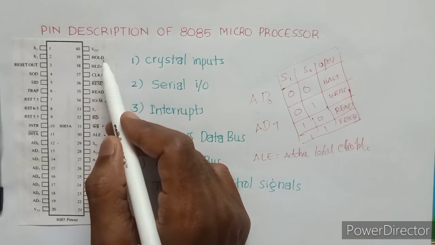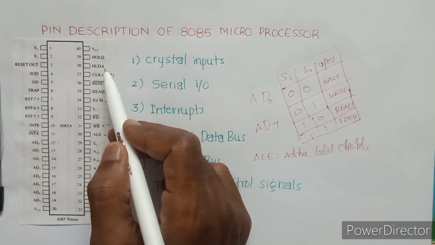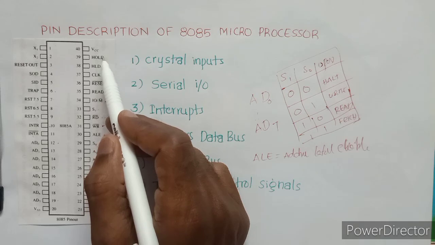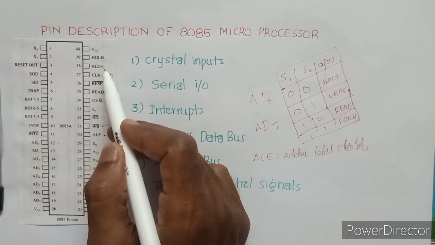Next, the 38th pin and 39th pin, HLDA and HOLD. When HOLD equals 1, the signal is received by the CPU. HLDA is the hold acknowledgement, which is an output pin.